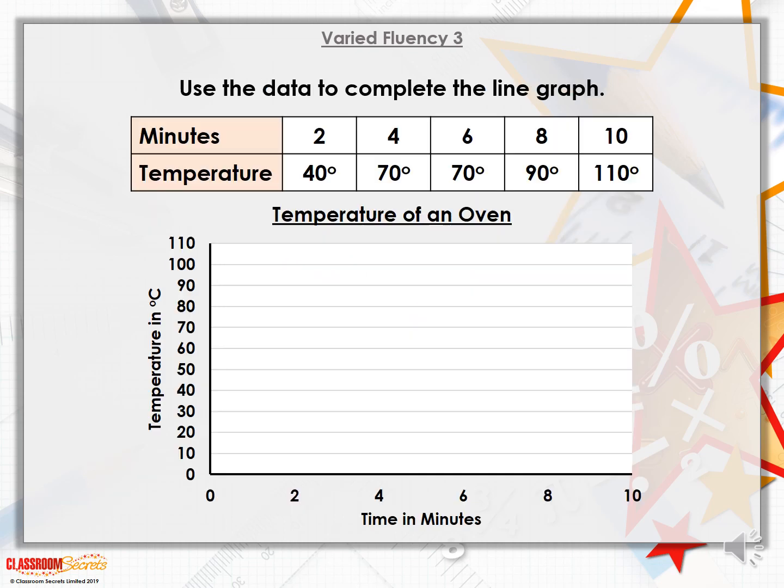So let's go to number 3. All right, it says use the data to complete the line graph. So this is where you have to draw and create your own line graph. So we have the information here. So we have minutes and we have temperature. So minutes, we have 2, 4, 6, 8, and 10. Okay, which is down here. So time in minutes, 2, 4, 6, 8, and 10. And here we have the temperature, 40 degrees, 70 degrees, 70 degrees, 90 degrees, and 110 degrees.